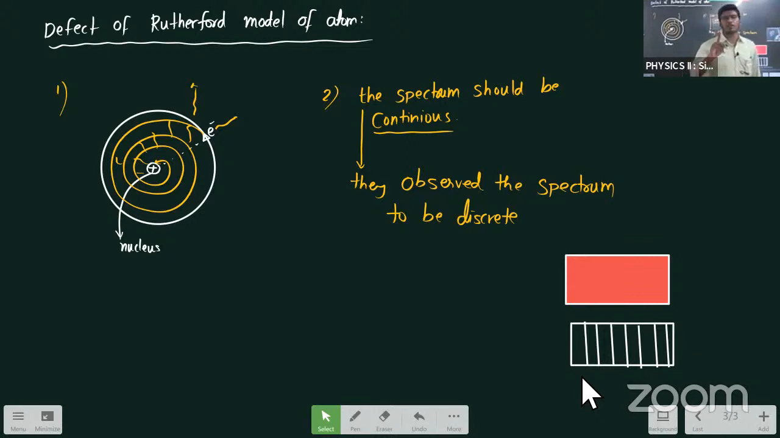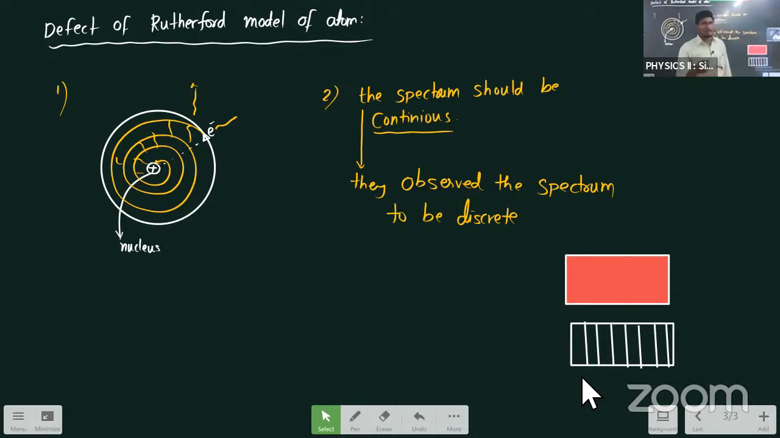What is the first defect of the Rutherford model of atom? As the electron is accelerating around the nucleus, it should continuously emit energy. Once it is emitting the energy, it should lose the energy. After losing the energy, eventually the electron should fall inside the nucleus and the atom should collapse. Is that happening? No. And when he was asked to explain, he was unable to give the explanation. The next defect is that as the electron is continuously emitting energy, we should get a continuous spectrum. But what is the spectrum observed? Discrete, line spectrum. So these were the two defects of the Rutherford model of atom.